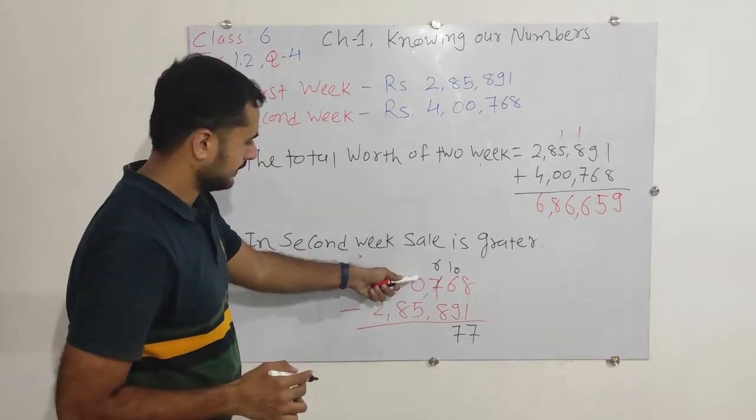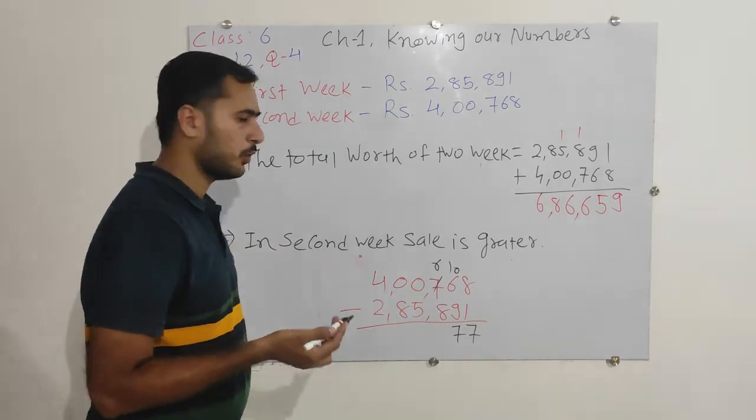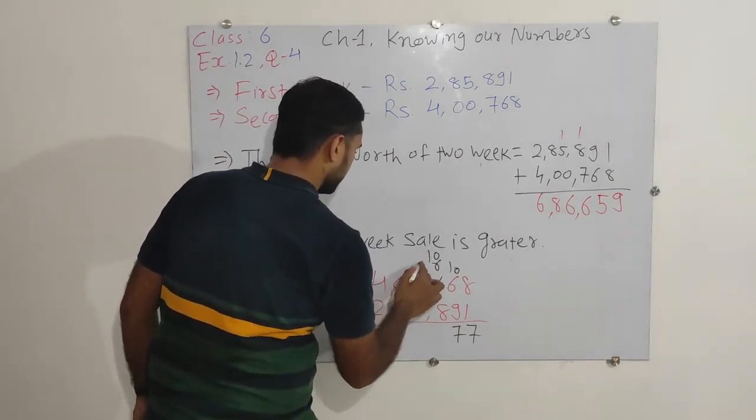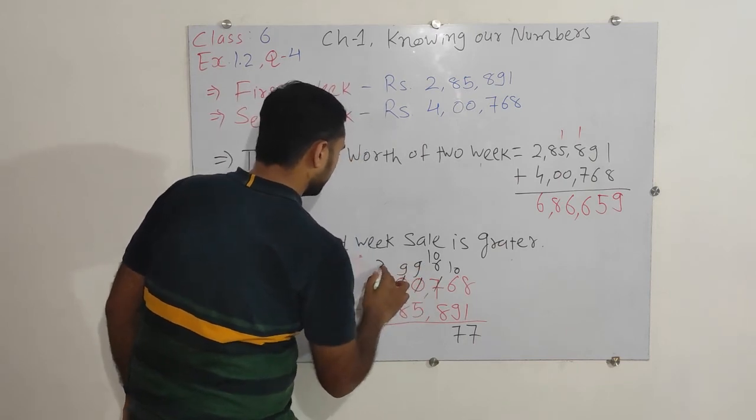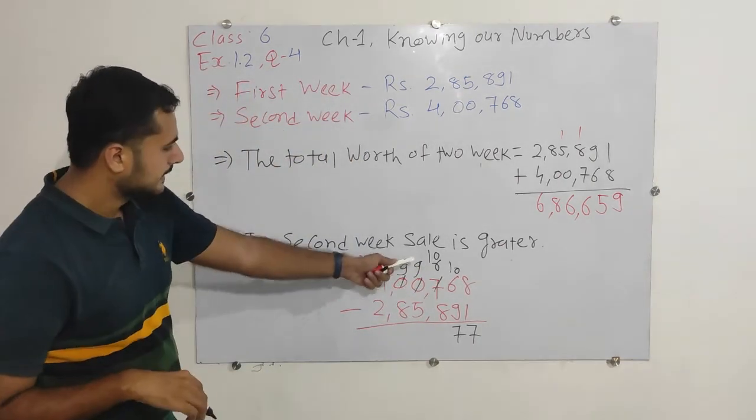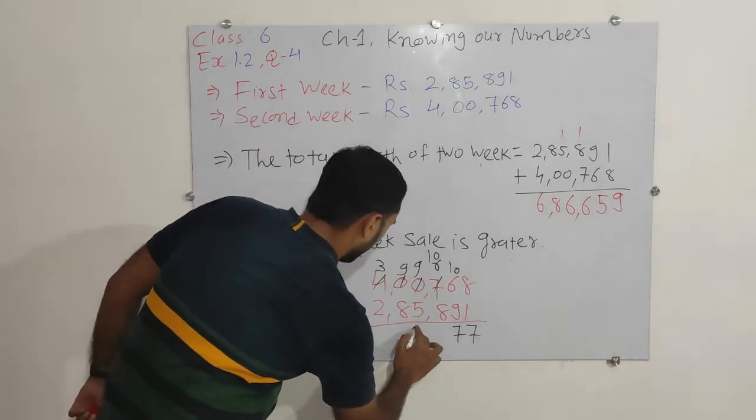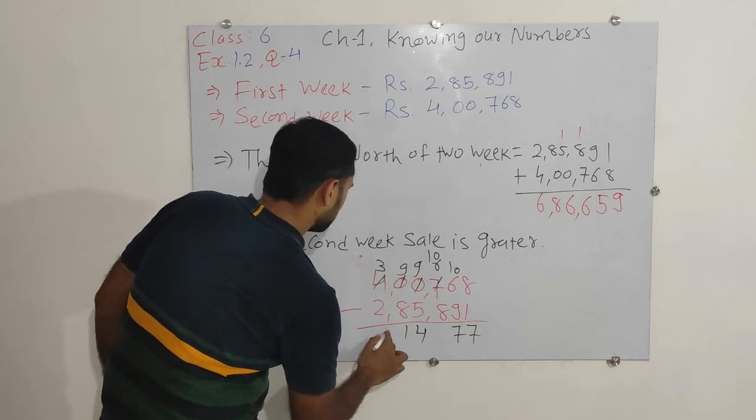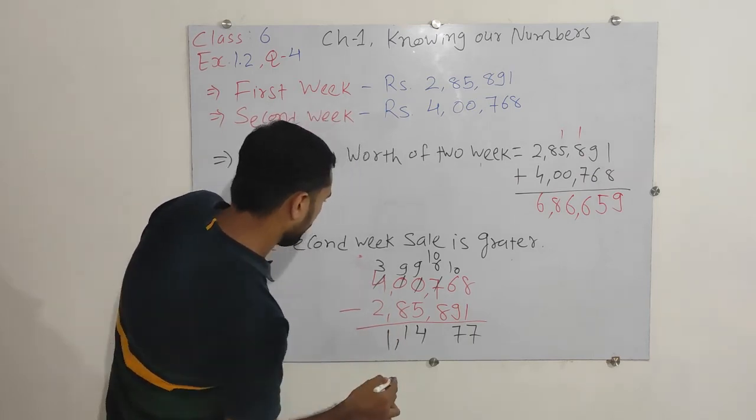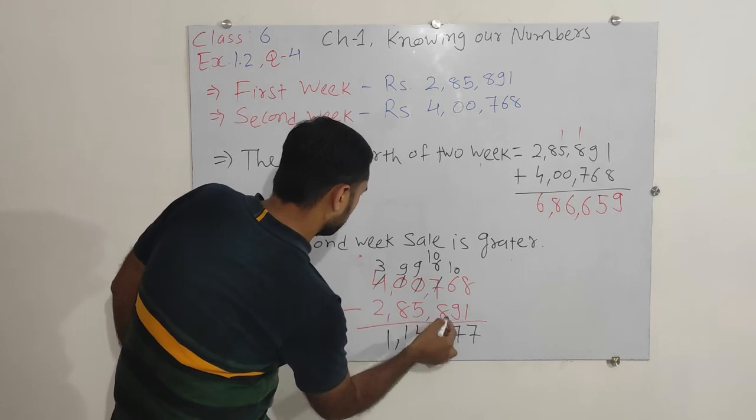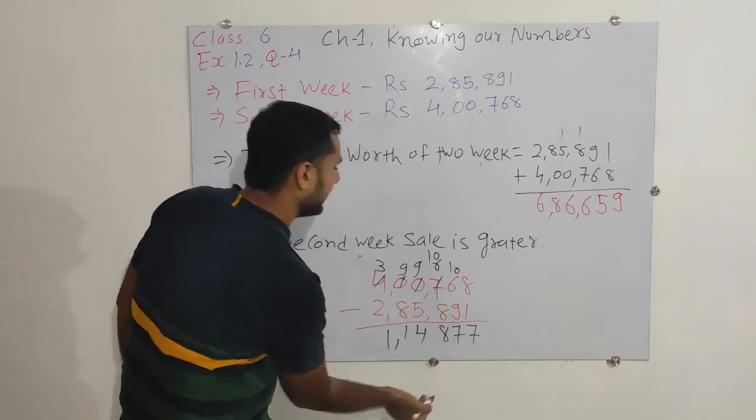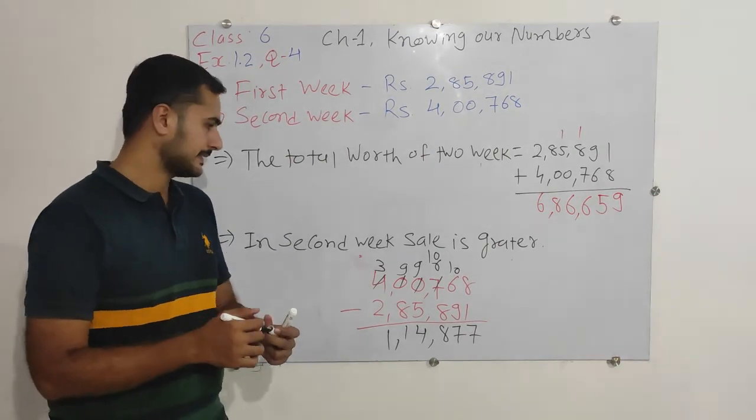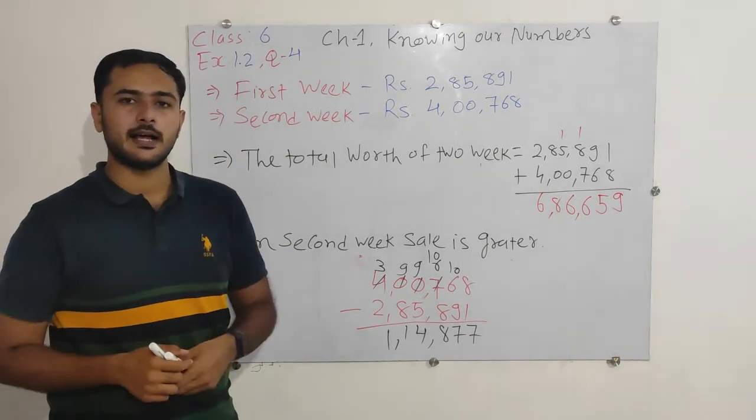Now, here is 6. 6 minus 8, again not possible. So, I just need a 10, and here I will cut 9, 9 and 3. So, 9 minus 5, that is 4. 9 minus 8 is 1. 3 minus 2, that is 1. What remains here? Here that's 8, because 16 minus 8 is 8. Okay. So 1,14,877. That is our final answer.